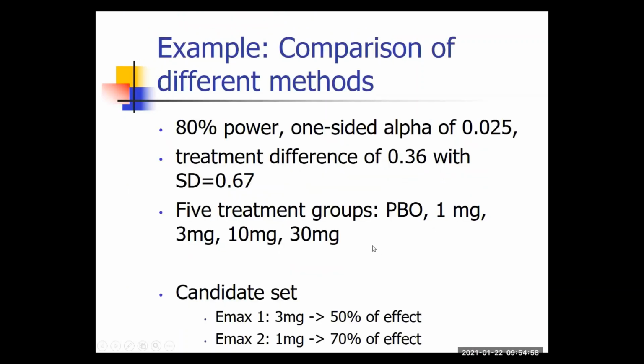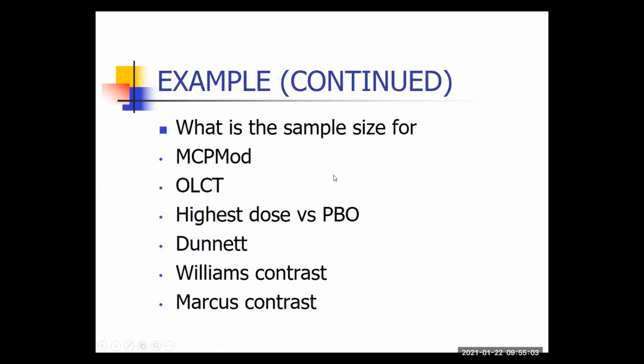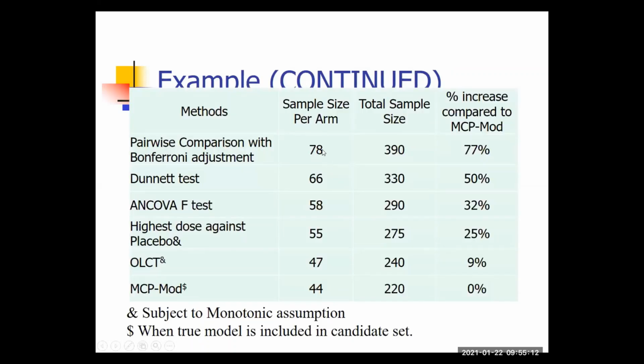And you can make some comparisons. What is the sample size of MCP mod, OLCT, high dose against placebo, Dunnett, Williams, or Marcus? You can compute sample size given the desired power. MCP mod does pretty well. They have the smallest sample size requirement. OLCT needs a little higher sample size. High dose against placebo needs an even bigger sample size. And these other methods need bigger sample sizes.